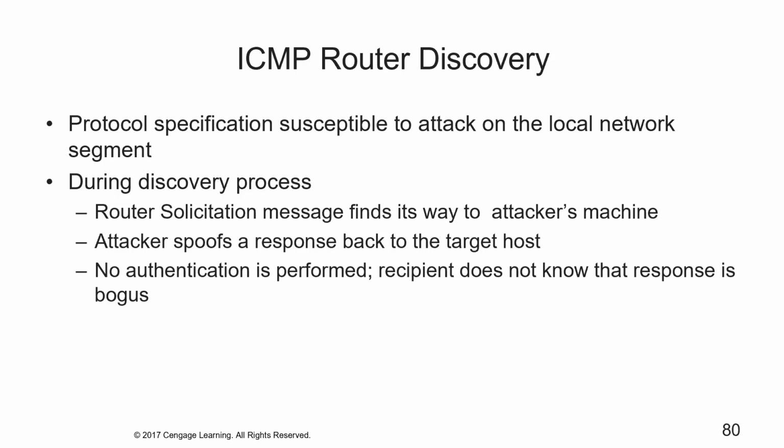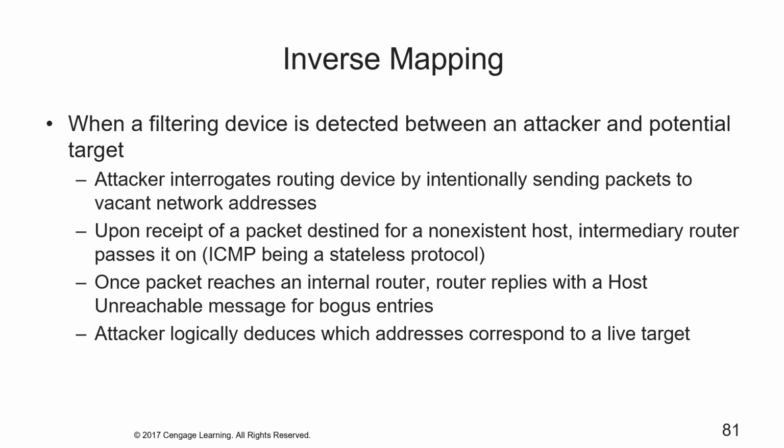ICMP router discovery. It's a protocol specification that's susceptible to attack on a local network. So during the discovery process, a router solicitation message will find its way to an attacker's machine, and the attacker spoofs a response back to the target. Because no authentication is performed, the recipient doesn't know if that response is real or not.